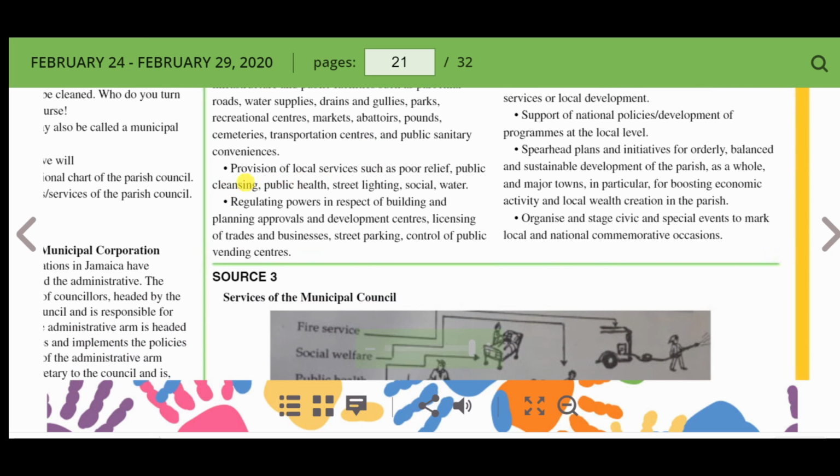The council also is responsible for the provision of local services such as poor relief. So you can have some old people whose children have died and they're in need, so they have poor relief offered to them. Public cleansing, public health, street lighting, social services, and water.